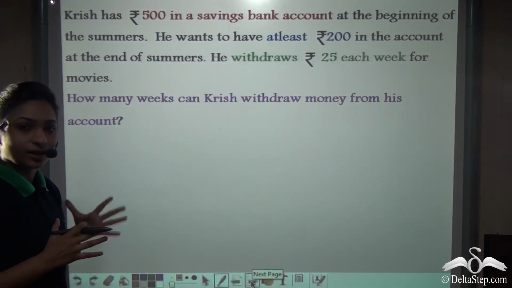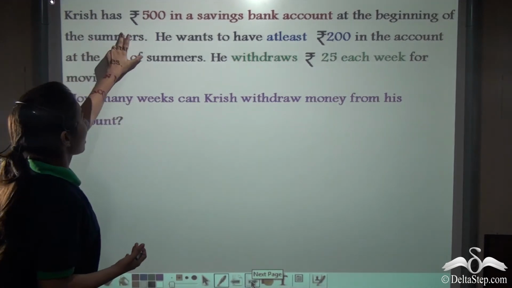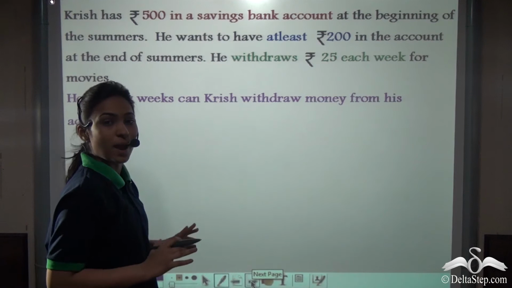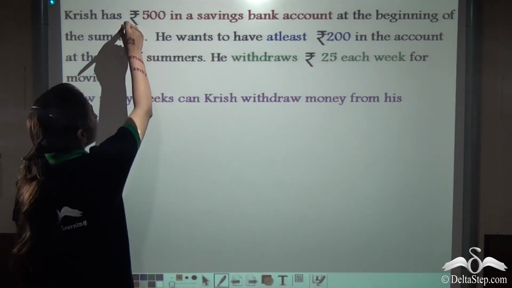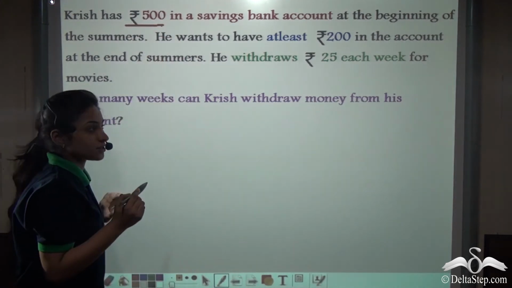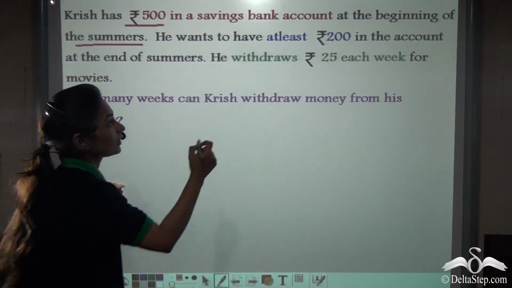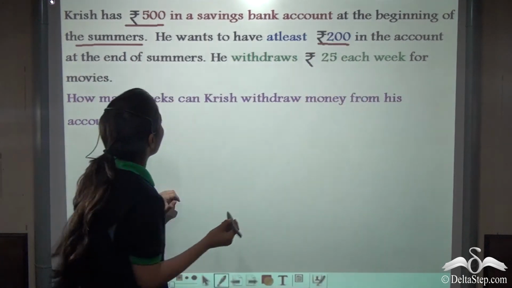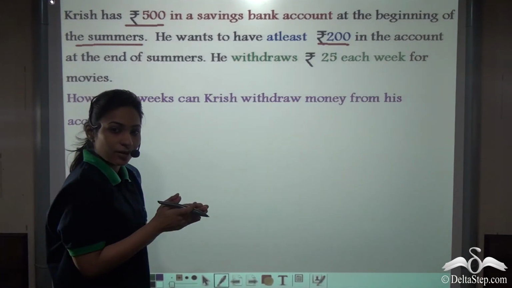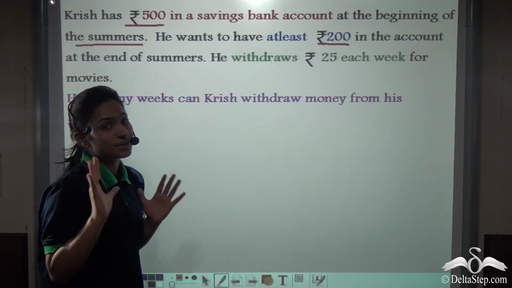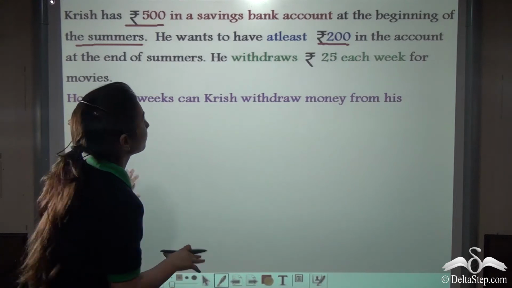Now you know how to solve practical problems like this. Solve this problem yourself. Here Krish has rupees 500 in a savings bank account. You know what a savings bank account is? We keep our money there to save. So he has rupees 500 in his savings bank account at the beginning of summers. Now he wants to have at least rupees 200 in the account at the end of summers. So he has made a target that I have 500 now in my bank account, and at the end of summers I need to have at least 200. So how much can he spend? 300. You can see that.